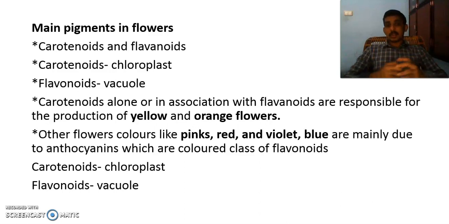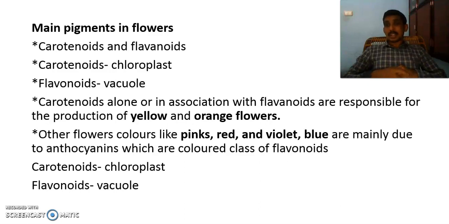These carotenoids, alone or in association with flavonoids, give yellow and orange color to flowers. Within the carotenoids, you can see carotene and xanthophyll. Mainly xanthophylls give yellow color and carotene gives orange color. You can see different flowers with petals in different colors. Among these, yellow and orange are mainly due to the presence of carotenoids.